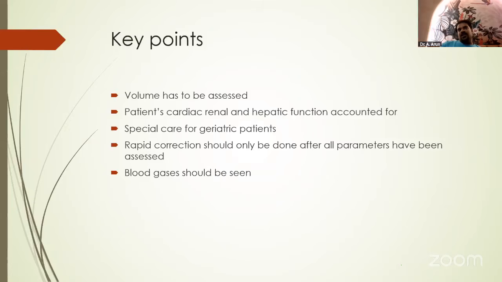So, like I mentioned today, whenever we assess electrolytes in a patient, we have to, first of all, be very clear about what is their volume status. We have to account for all the factors that cause a change in the volume status, which include the cardiac, the hepatic, and the renal function. Geriatric care patients are a specialty because of the reasons I mentioned. They have all these components along with a dysregulated volume. Once we have a baseline assessment of this, a rapid correction should be done. So blood gases are one of the easiest ways for us to track electrolytes when we are waiting for lab results.